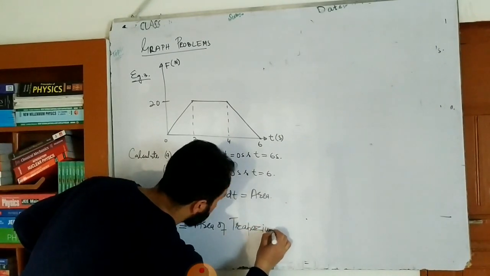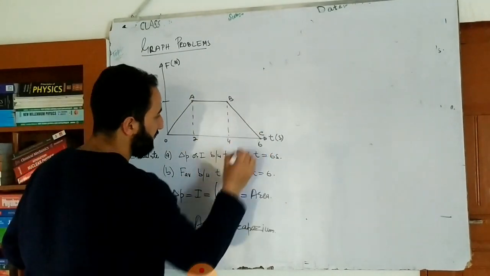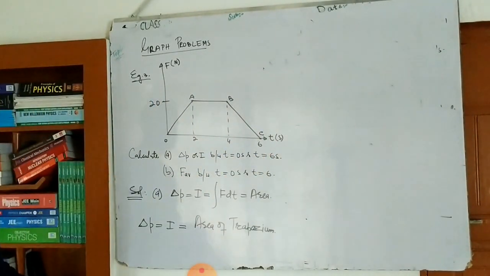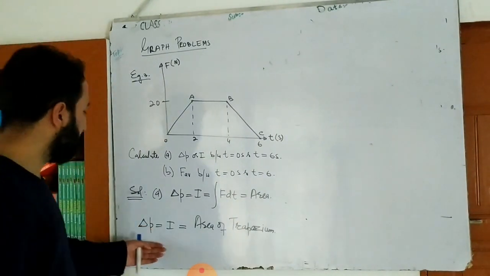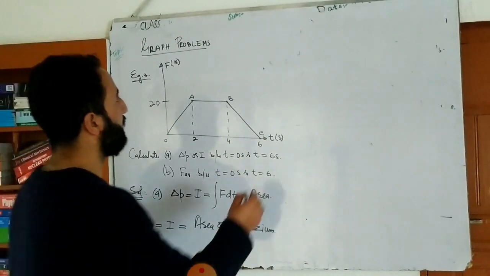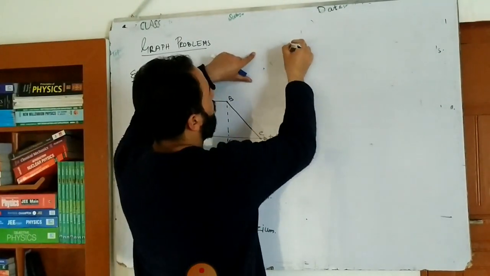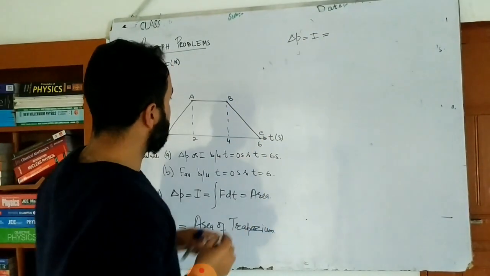Area of trapezium. Which trapezium? This trapezium, O, A, B, C. Okay, so let's calculate the area of the trapezium OABC. From here we can calculate what that's equal to: momentum, or impulse. So here I will write down delta P. Now look, delta P is equal to impulse, and that's in turn equal to this area of the trapezium.